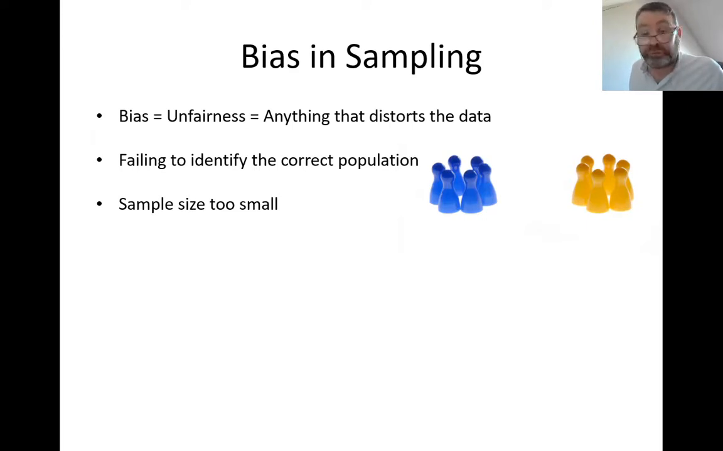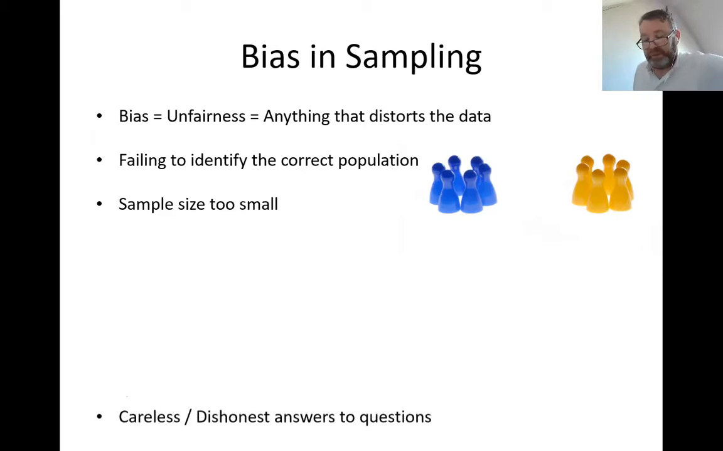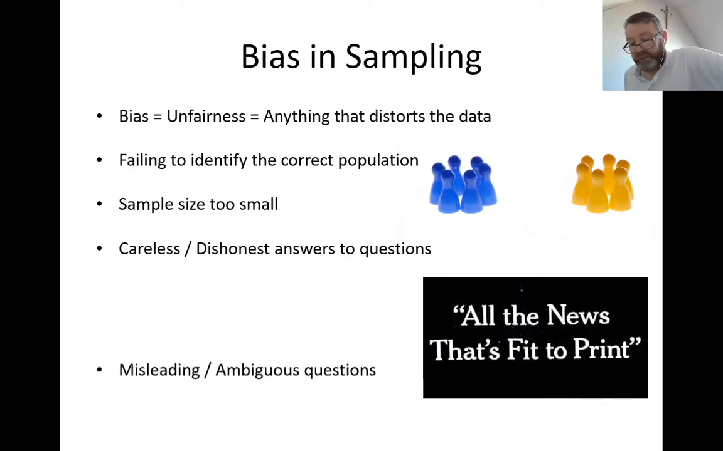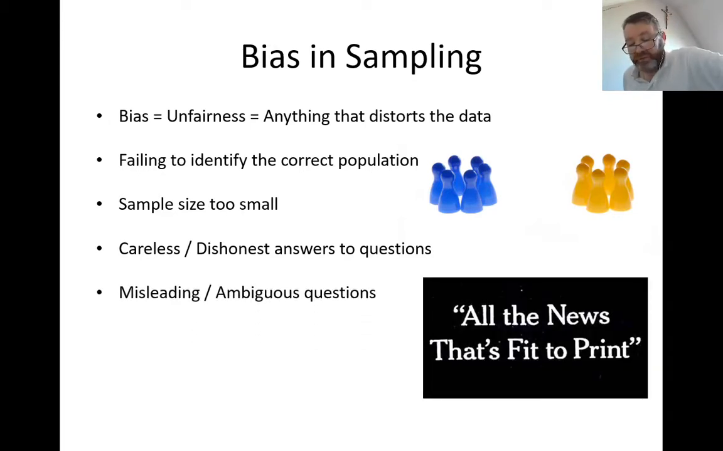Rubbish. Even 100 is too small. You need a couple of thousand before you could actually get any decent sample. Careless or dishonest answers to questions. Okay. We've got misleading or ambiguous questions, so questions that are phrased in a certain way to confuse people. We've got no responses. So for example, you might send out 50, 60 questionnaires, you might get 3 back.